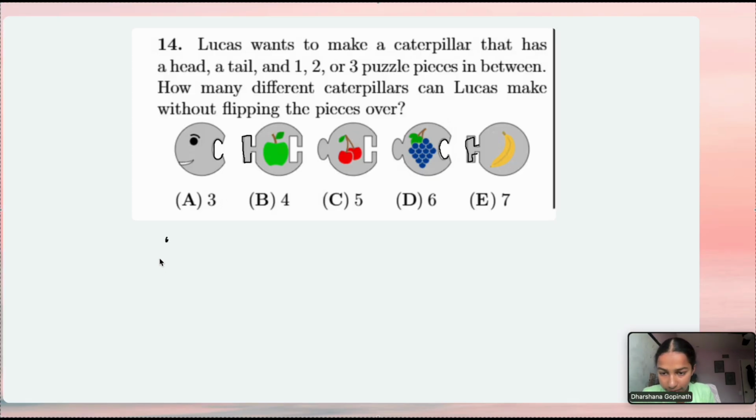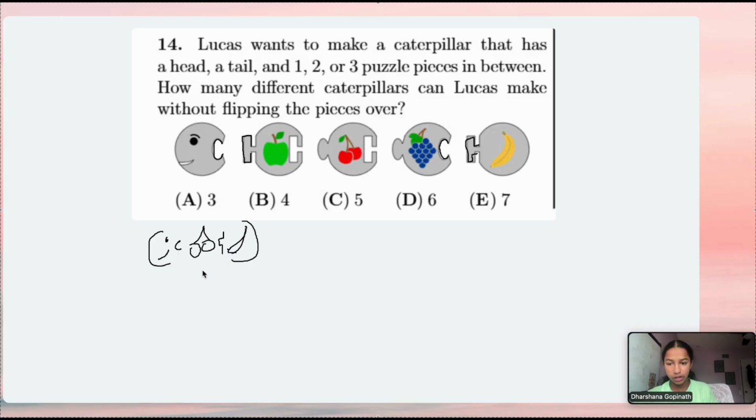So this is our head. And what can we connect to it that has a circle connector? Well, we could do the cherries here. So we have the cherries. And then we can also connect to the cherries the tail because those both have the same connector. So that's our head, cherries, tail, and the pieces in between.